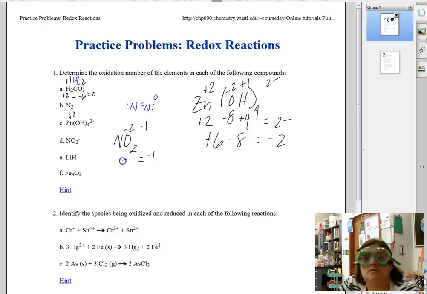Oxygen's always negative 2. Negative 2 times 2 is negative 4. What does nitrogen have to be? It'd have to be a plus 3. Lithium is always a plus 1 because it's a metal. That means hydrogen here has to be a negative 1.